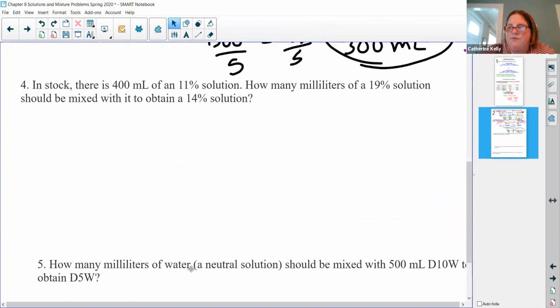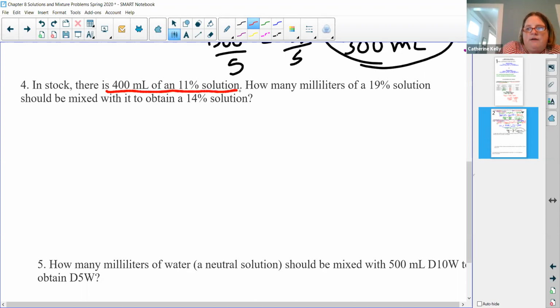It says in stock there's 400 milliliters of an 11% solution. How many milliliters of a 19% solution should be mixed with it to obtain a 14% solution? So if I look, there's 400 milliliters of 11%. How many milliliters of a 19% should be mixed with it to obtain a... so notice how I underlined it till I saw the word solution.